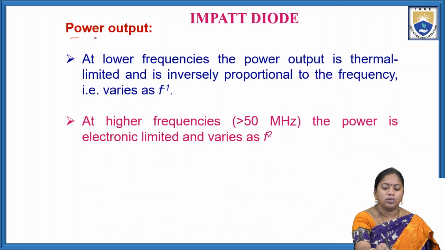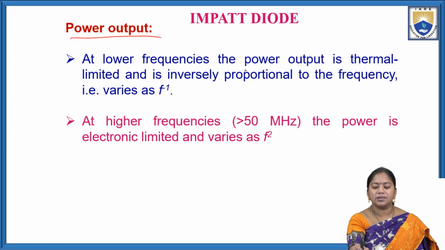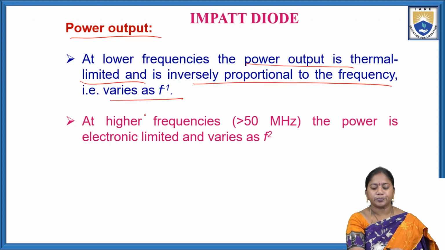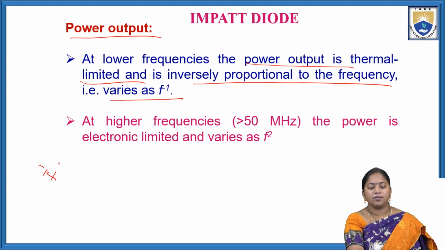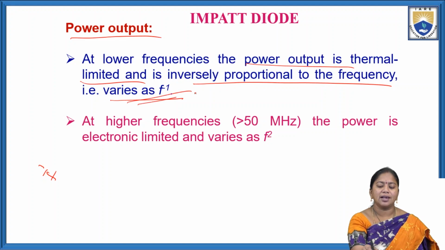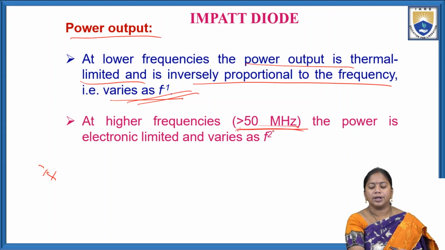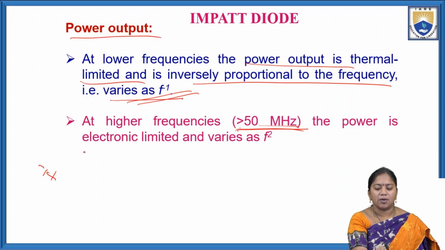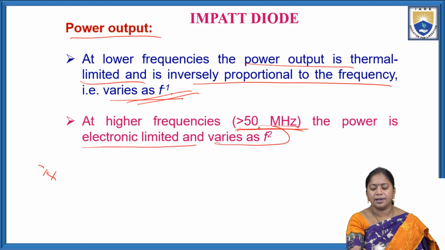The power output. At lower frequencies, the power output is thermally limited and is inversely proportional to the frequency, that is, it varies as 1 by F. At higher frequencies, meaning greater than 50 MHz, the power is electronic limited and varies as F square.